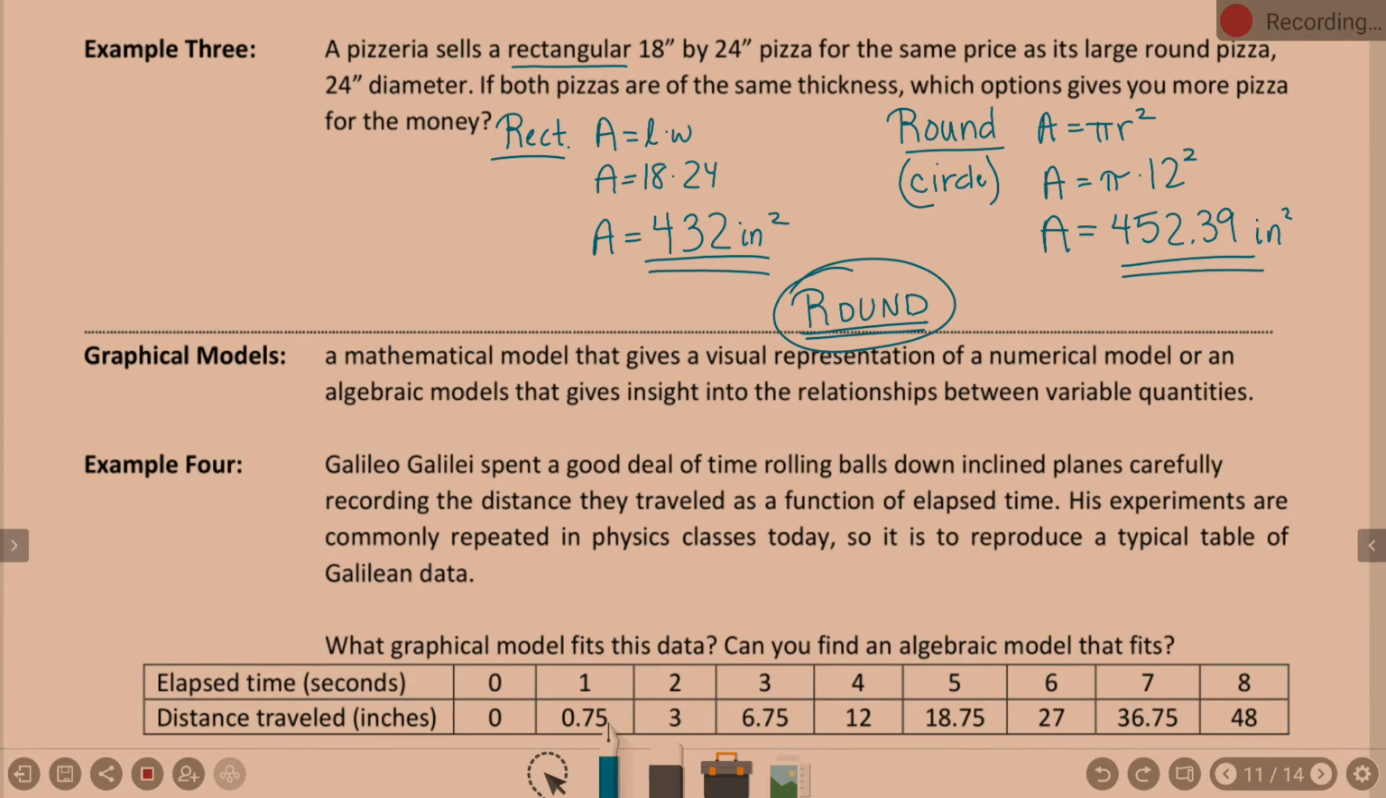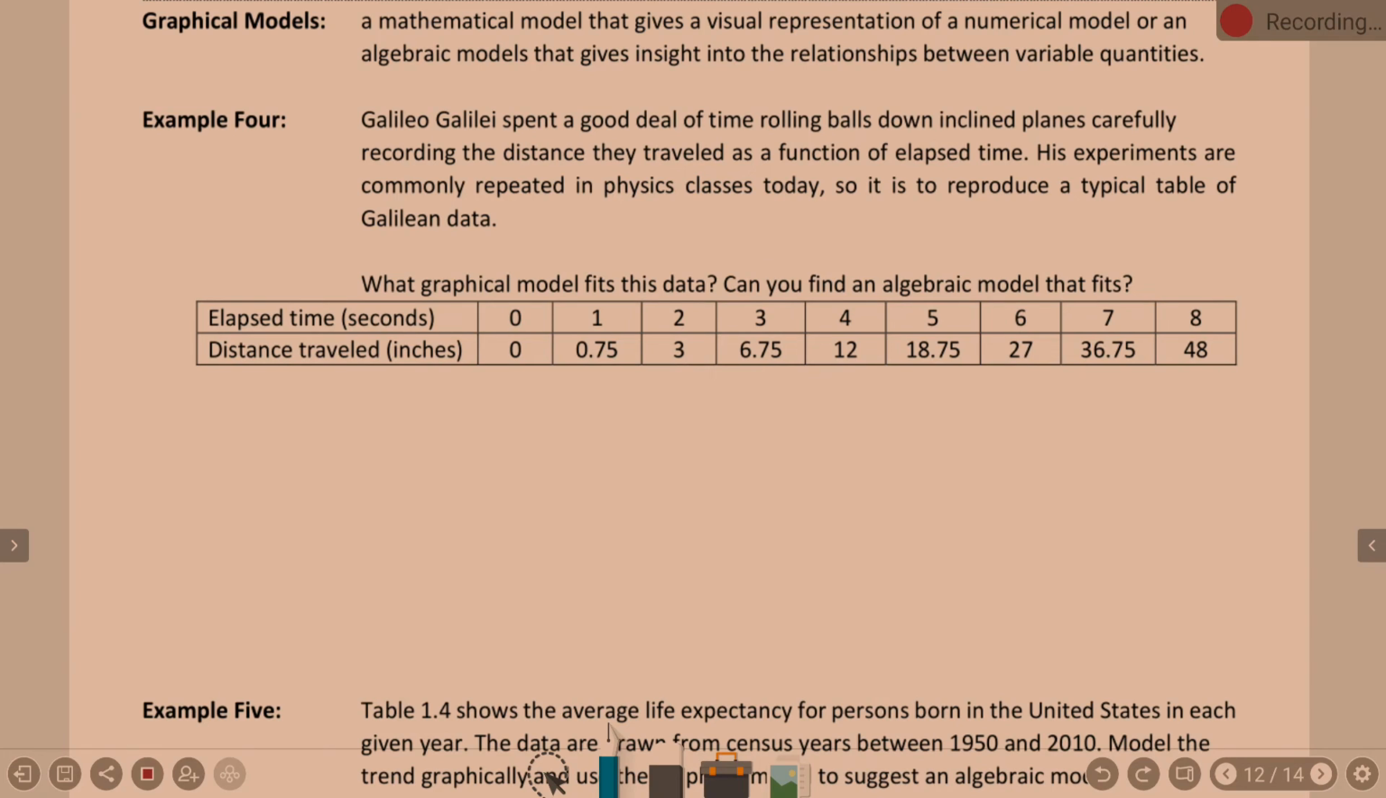Now, we're going to start talking about Galileo. If we don't get done talking about Galileo today, we'll talk about Galileo more tomorrow. Galileo spent a good deal of time rolling balls down inclined planes, carefully recording the distance they traveled as a function of elapsed time. His experiments are commonly repeated in physics classes today. So here is a reproduction of a typical table of Galilean data.